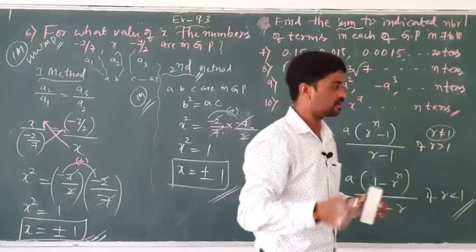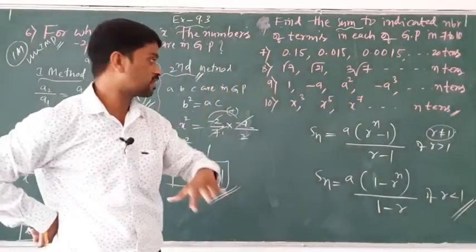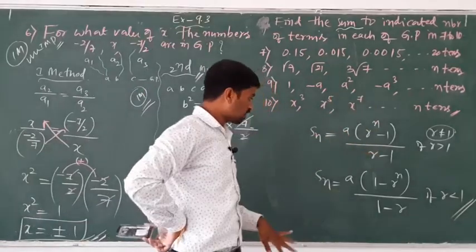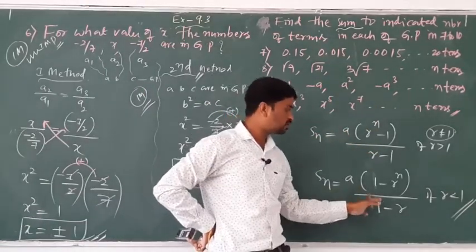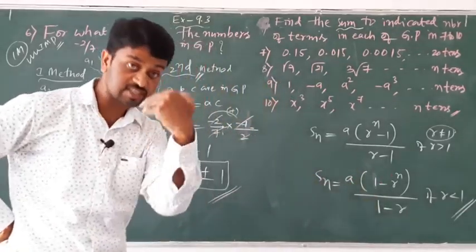Note point I have given. If the ratio r is greater than 1, you take a into r power of n minus 1 divided by r minus 1 formula. Otherwise, Sn is equal to a into 1 minus r power of n divided by 1 minus r, when the ratio r is less than 1.